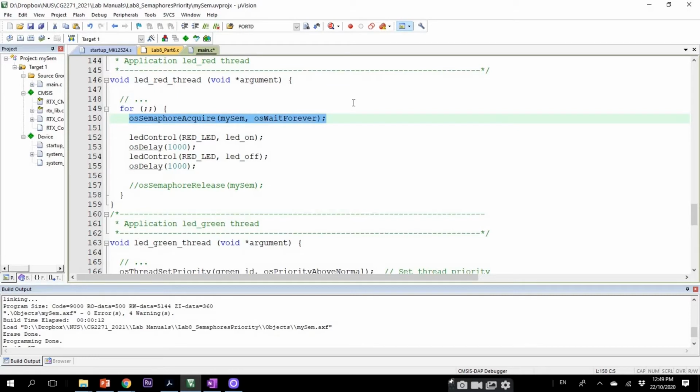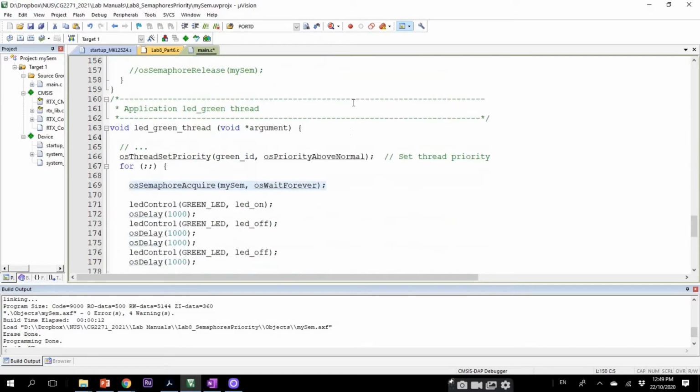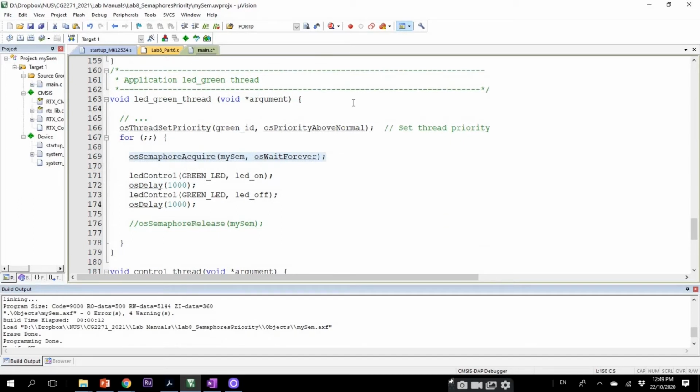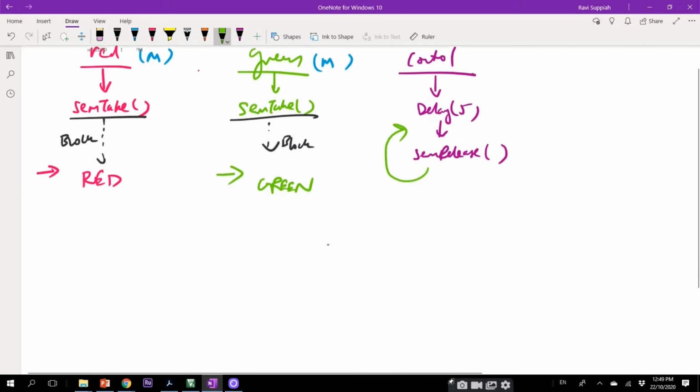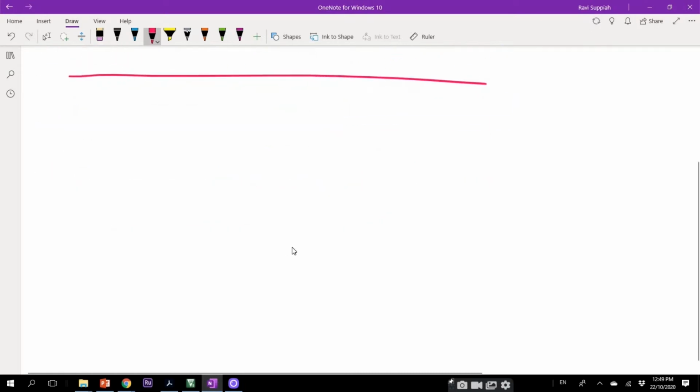Which means it was the first one to enter the queue waiting for the semaphore. Right now the LED green thread comes after that, but its priority has been raised, and it is also trying to get the semaphore. So both of them are in the block state. Now if I were to draw it here, I have the red LED, which is the first one to run, and it tries to take the semaphore. It doesn't get it, so it goes to a block state.